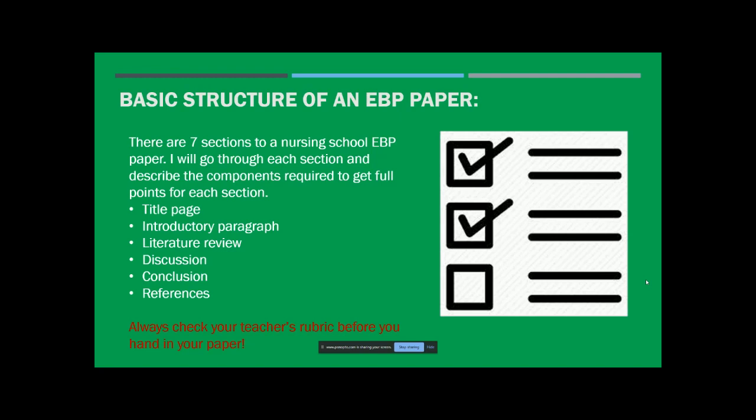The basic structure of an EBP paper is the title page, the introductory paragraph, the literature review, the discussion, the conclusion, and the references. I'm going to go through each section individually and highlight some formatting things and content things that you might want to include.